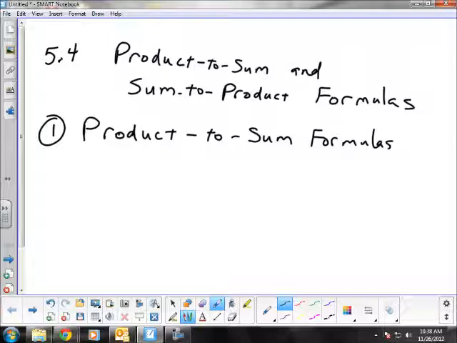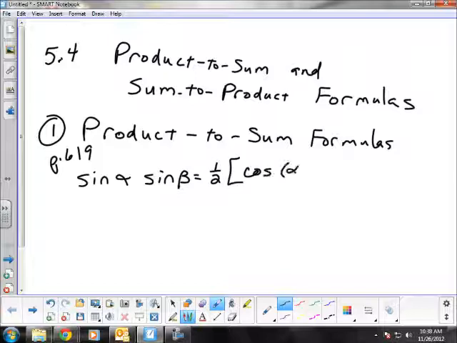And they are written on page 619 in your book. It says if I have a product, I'm taking the sine of one angle times the sine of a second angle, then that can be rewritten. It's the cosine of alpha minus beta minus the cosine of alpha plus beta.